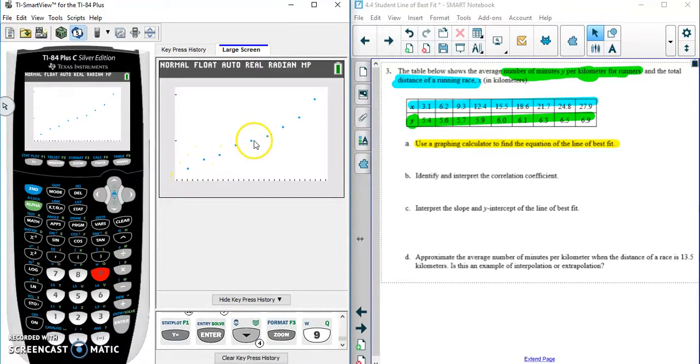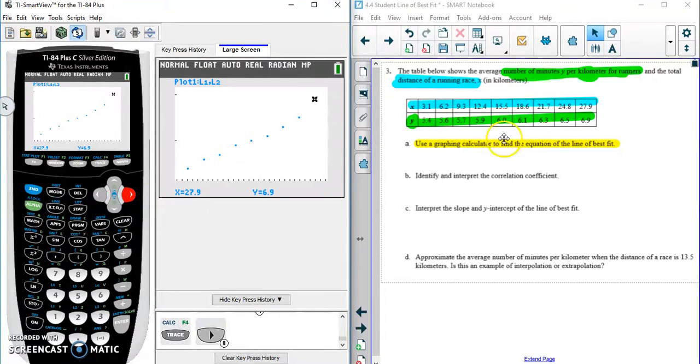So here, this is that data plotted, and it's a scatter plot. If I hit the trace button, I can go through those data points. So like here, x was 12.4, the y value is 5.9. That's what I should see here. So it allows me to go through the data points if I use the trace button.